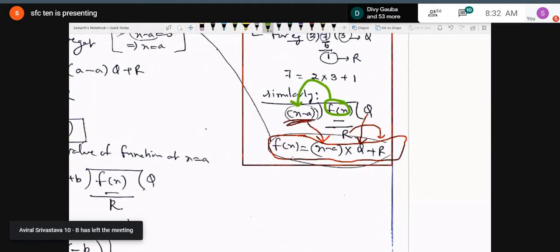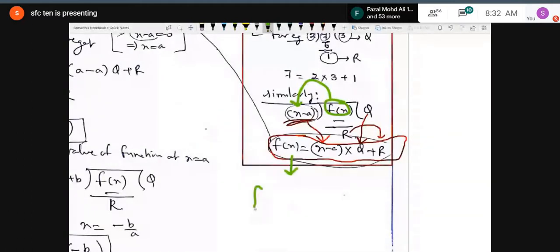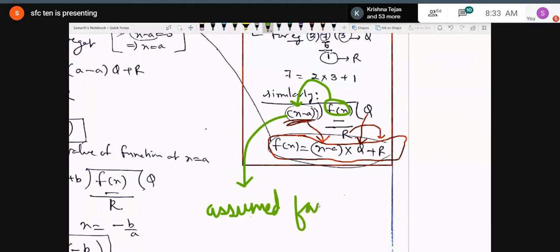So x minus a is the factor, like when you did factorization in quadratic equations: when you had x minus a into x minus b equal to 0, you equated both factors to 0 and got the values of x as a and b. So over here I am considering x minus a as a factor of f(x). So I will equate x minus a equal to 0, that means I will substitute x is equal to a. Then whatever the value of the function at x equal to a, that will be equal to the remainder.